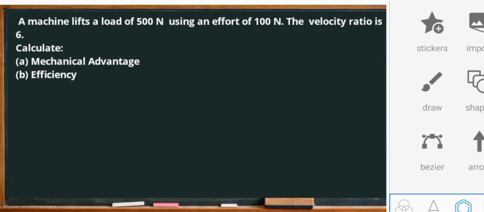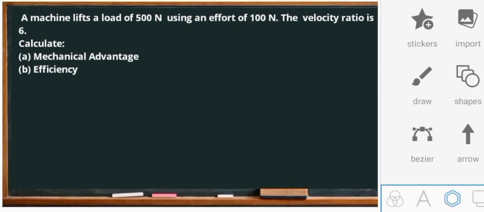So we have calculations here. A machine lifts a load of 500 Newton using an effort of 100 Newton. The velocity ratio of that machine is 6. We have to calculate the mechanical advantage and efficiency.